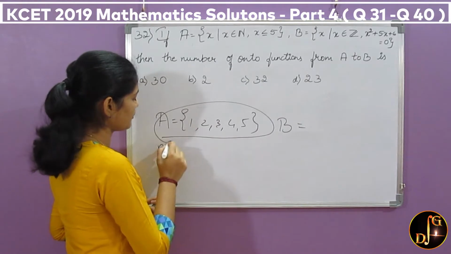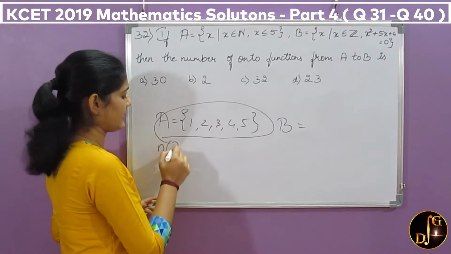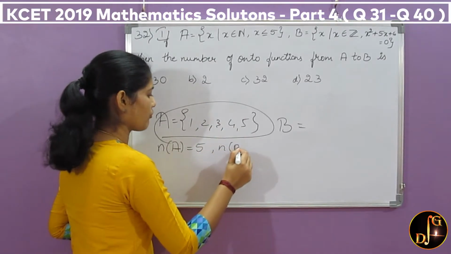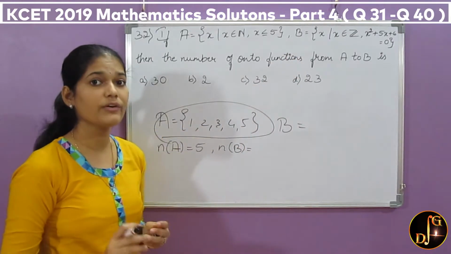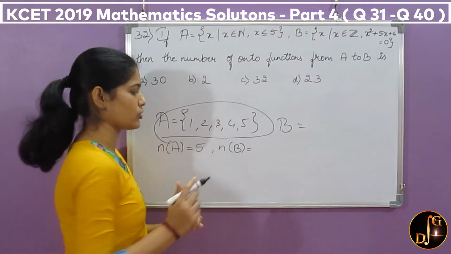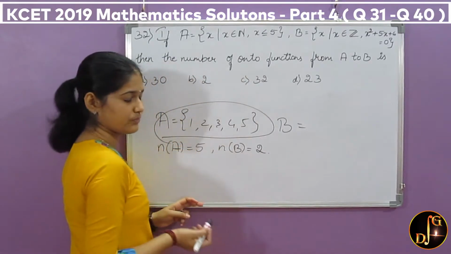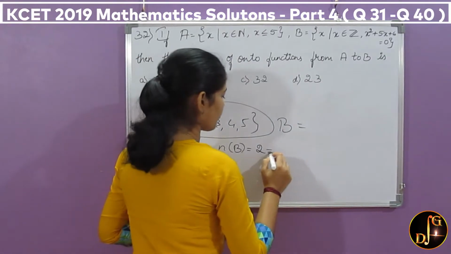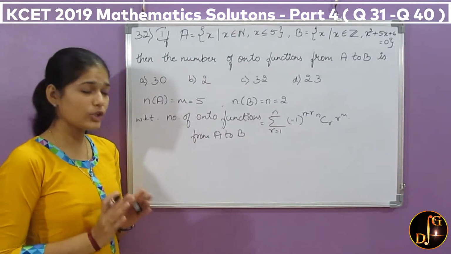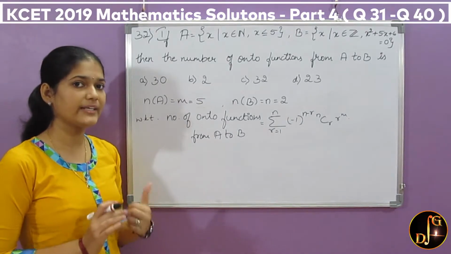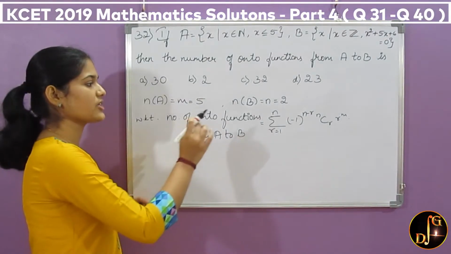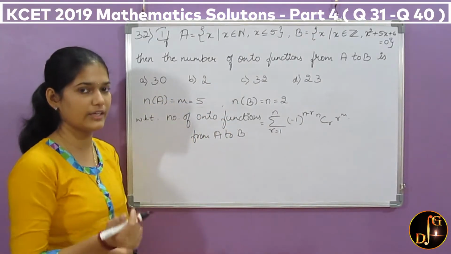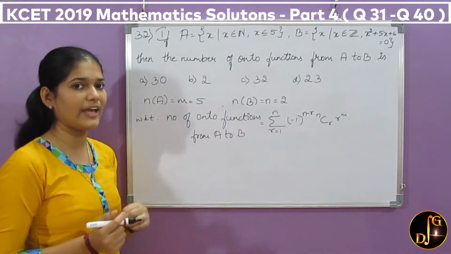So, number of elements of set A is, here we have 5 elements, and number of elements of B is nothing but it is a root of quadratic equation. That means there will be two roots. So, n of B means 2. Here, n of A is nothing but m and n of B is n. We know that number of onto functions from set A to B is nothing but summation r is equal to 1 to n, minus 1 power n minus r into nCr into r power m. Now let's substitute the values here.